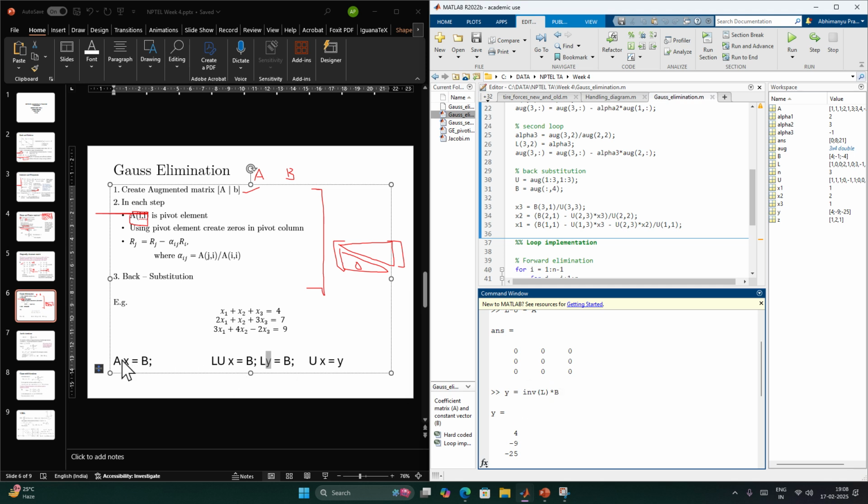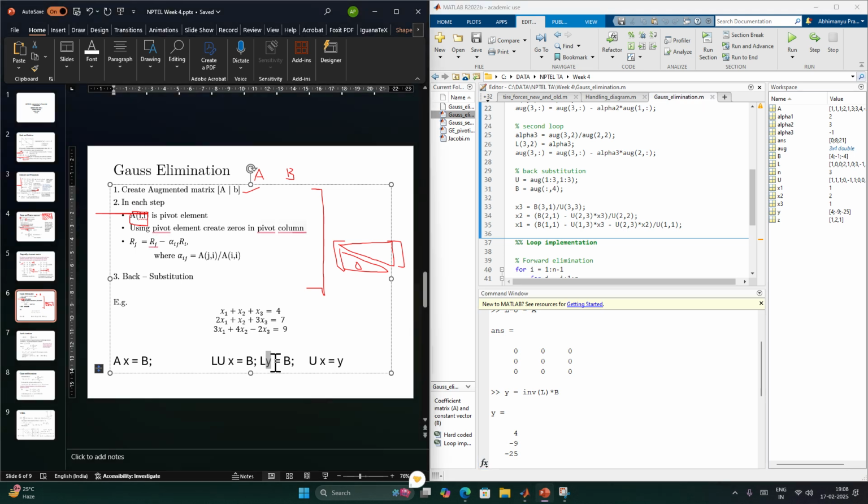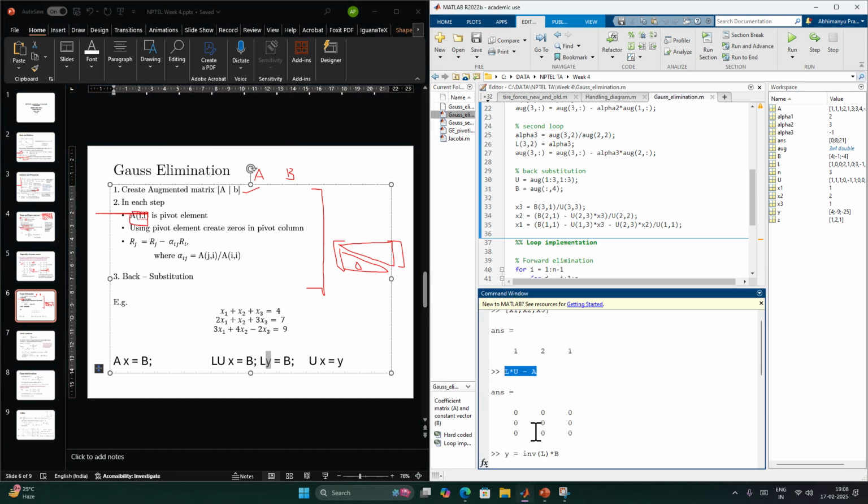AX is equal to B. We replace A with LU. LUX is equal to B. And then UX is equal to Y. B remains the same. We take inverse of L times B to get Ux is equal to Y. This should work. Why is this giving me error? LU decomposition is correct. Does anybody know what is the error?